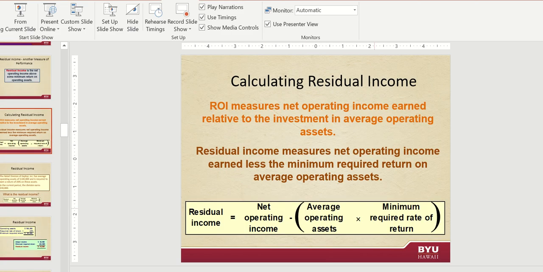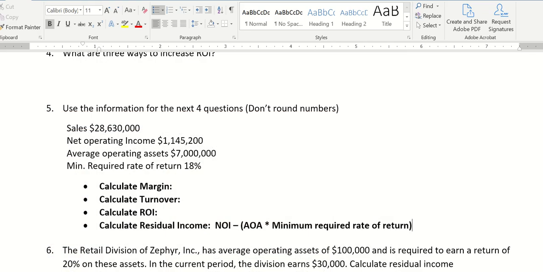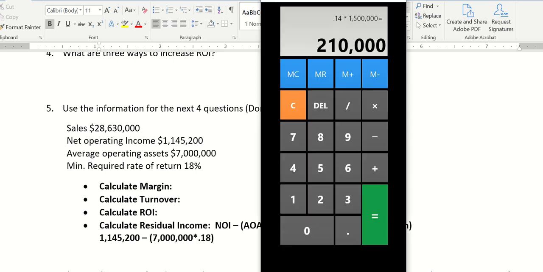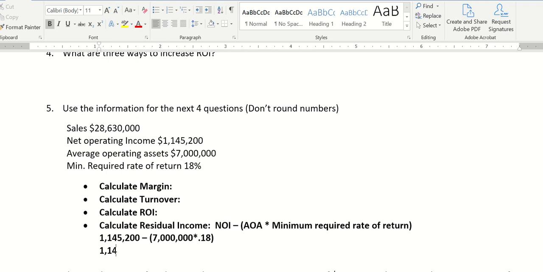So make sure you do your parentheses first. NOI is 1,145,200, and then we'll minus parenthesis AOA is 7 million, times 18%, and let's see what we're going to get here. 7 million times 18%, so 1.26 million. So I'm just copying that number, and now I've calculated inside the parentheses, which was 1.26 million.